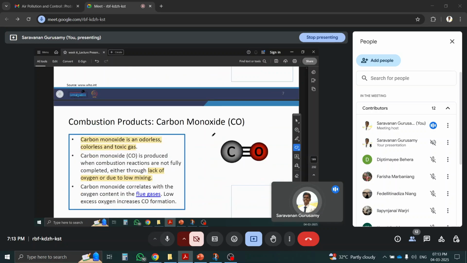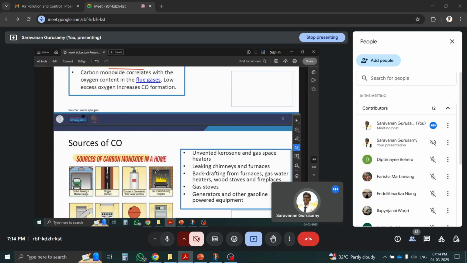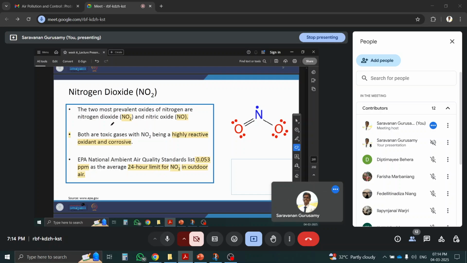Combustion products, like from cooking, and carbon monoxide may be released as a colorless, incomplete combustion product. That will release other colorless toxic gases, due to lack of oxygen and low mixing. And for nitrogen oxides, the two prevalent oxides of nitrogen are NO2, nitrogen dioxide, and nitric oxide, NO. They are highly reactive oxidants and corrosive.